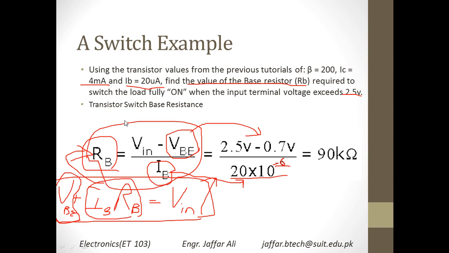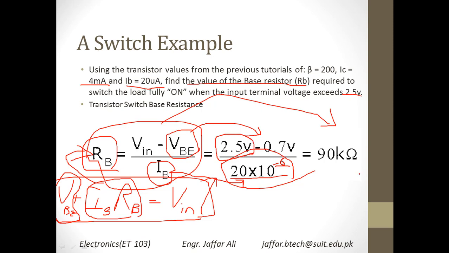It will do the reverse process as well, because if you are coming from this side, the same will be happening the other way around. So if you have reached the value of 90 kilo ohm, it means that the current was 20 microampere, and your voltage was 2.5 volts.